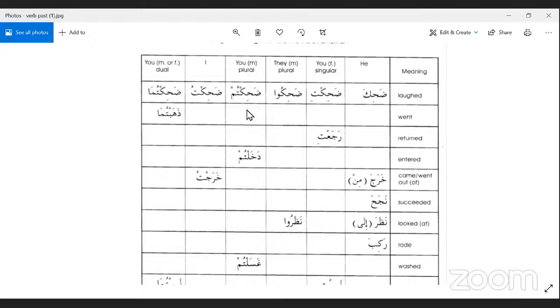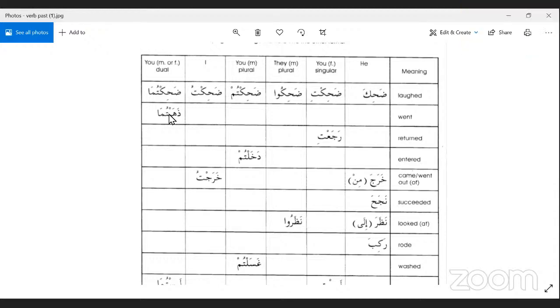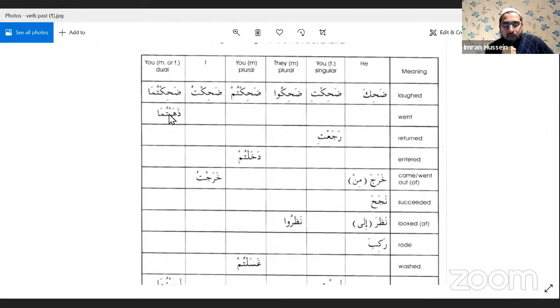Would it be dhahabtum? Excellent. Dhahabtum, so you male plural went. Dhahabtu, I went. You two, females and males, went, dhahabtumā. Excellent. So what I want you to do now is conjugate all the 14 forms.